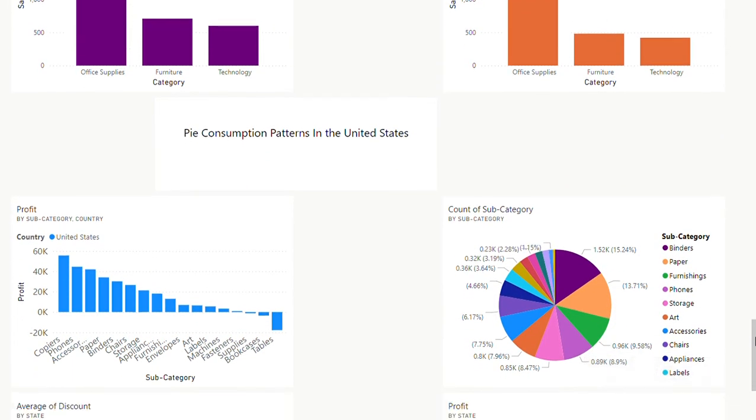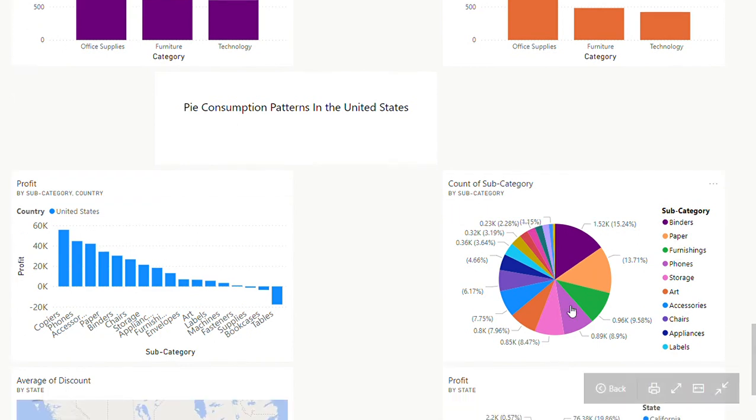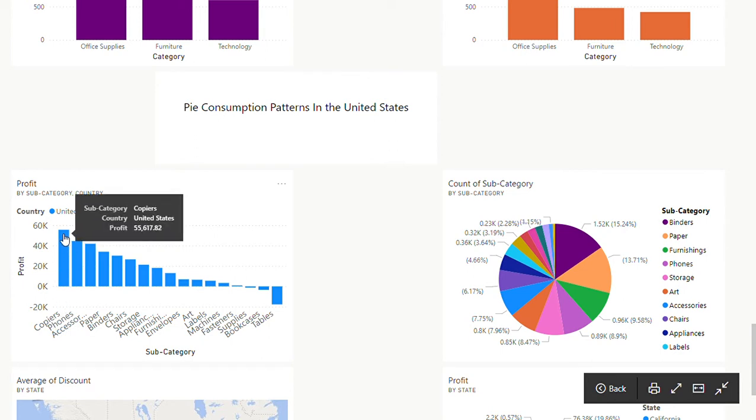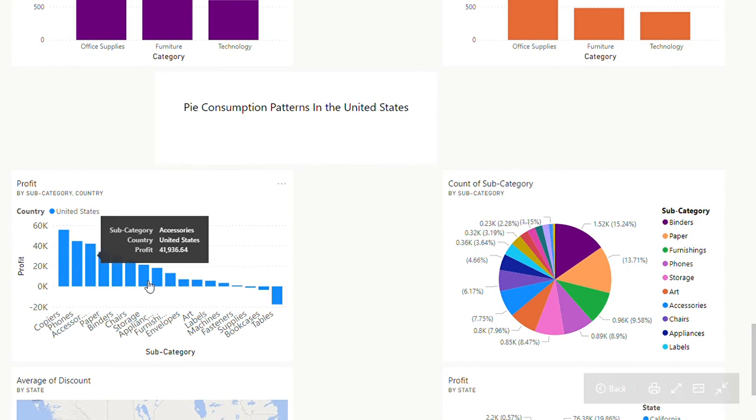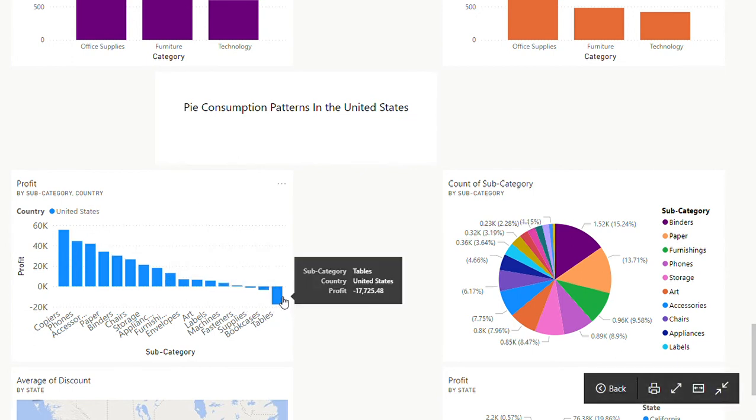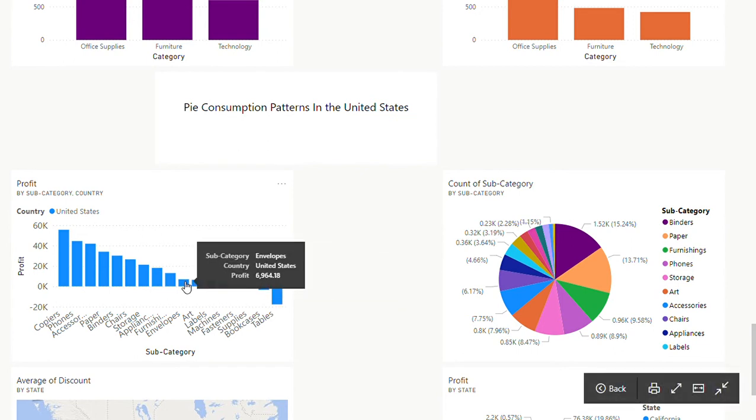Now the pie chart, consumption pattern of the United States. In the United States, subcategory copier got maximum profit, followed by phones, and table got a negative profit, or we can say a loss. So this shows the profit gain in the United States at each subcategory.